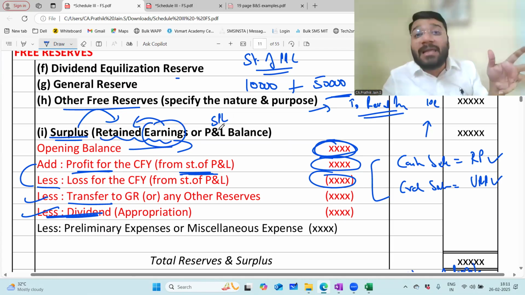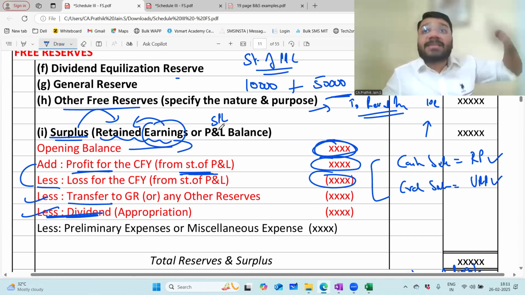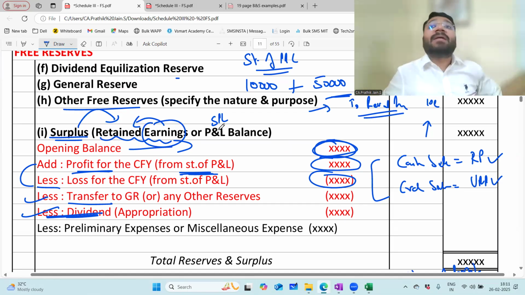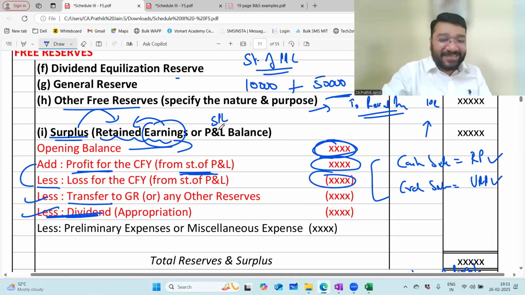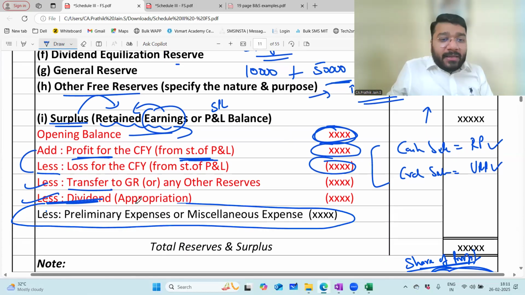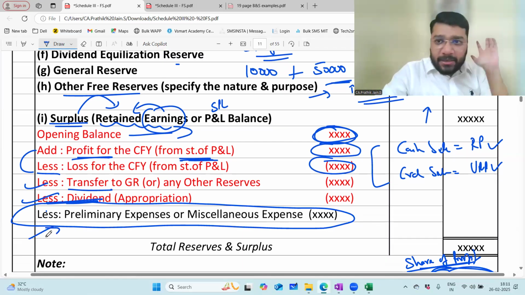These are the multiple names that they'll try to use in the question to confuse you. So do not get confused. Retained earnings is nothing but surplus. P&L is nothing but surplus. Surplus is nothing but surplus. Wonderful. Less preliminary expenses. This part alone, you leave it as of now. There is one question based on that. When that question comes, I'll explain why the preliminary expenses are subtracted from this point. Am I loud and clear?